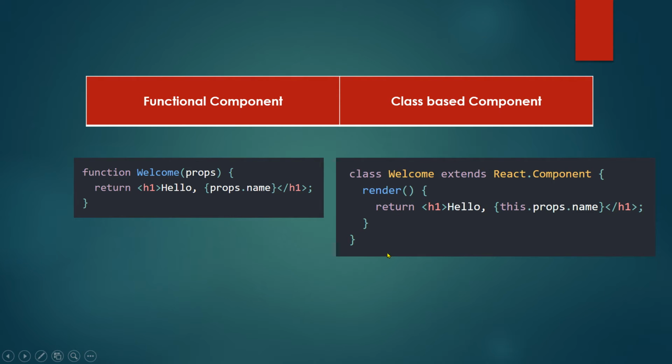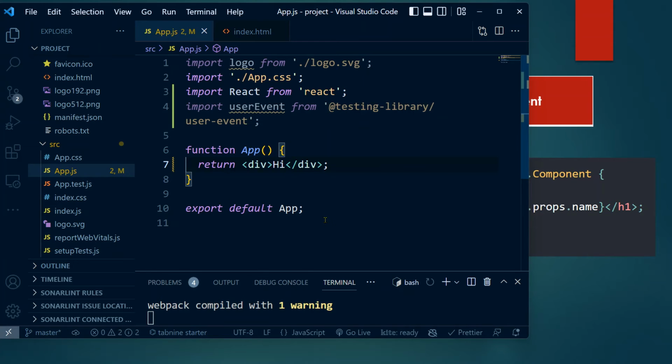The class-based components are the classes of ES6 class syntax. In here, we will have a render method that is compulsory, to return the same HTML element that is rendered in the functional component. To create this class-based component, we have to extend the React.Component class. If you know about the class and object concept, you understand how this is done. Now with the concept, let's go back to our VS Code and our output.